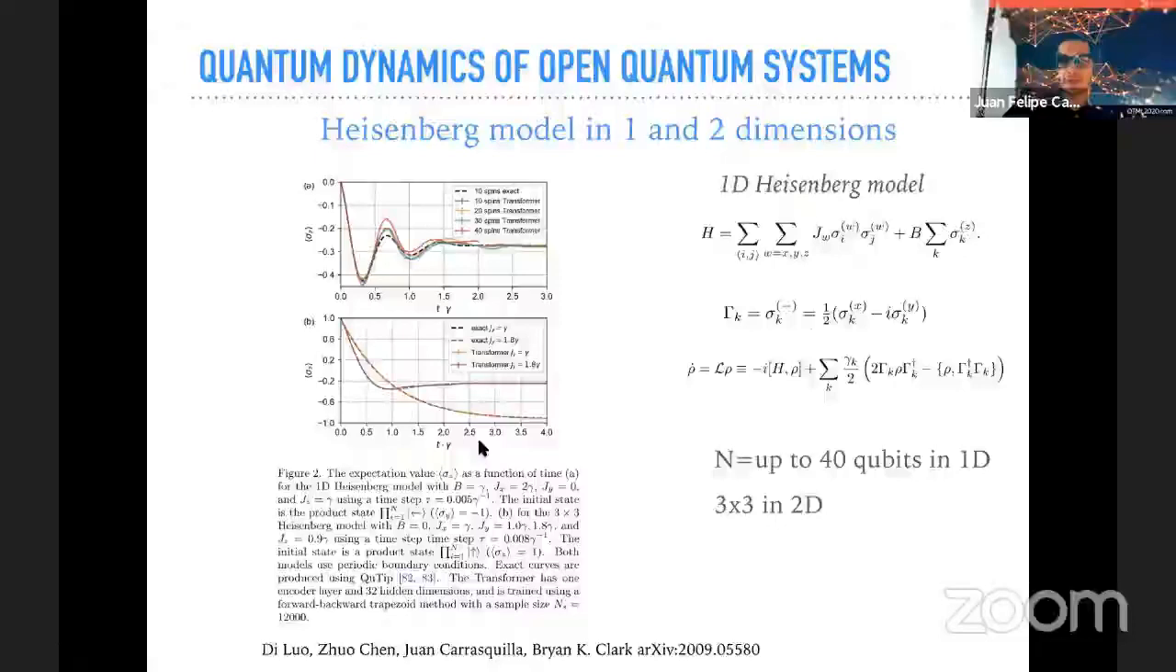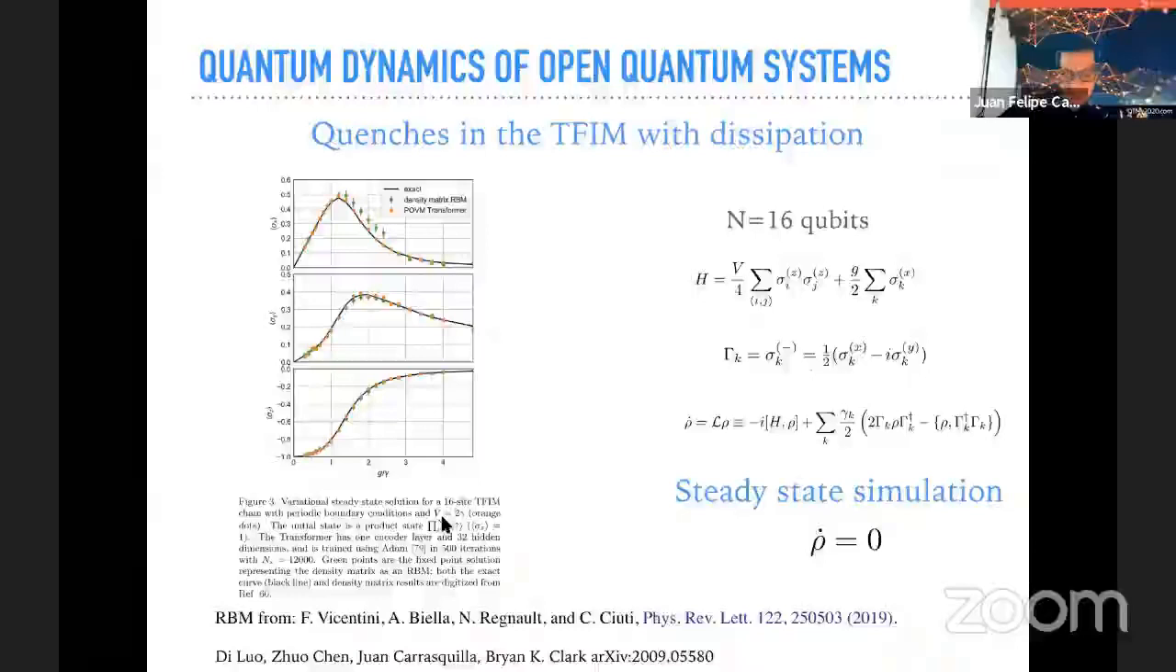For instance, in 2D on a 3x3, you get basically perfect or very good agreement with the exact simulation using QuTiP, which is this very nice software to do simulation of open quantum dynamics. This is for the steady state. So basically, we took a 16-qubit transverse-field Ising model, and we do a quench. And we wanted to compute the steady state simulation.